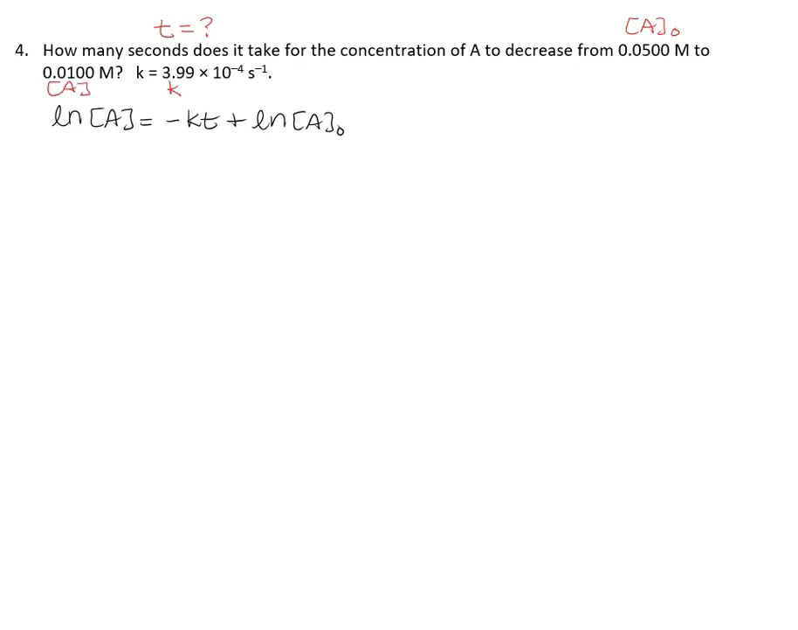So in this example, we will rearrange the equation. So we want to isolate time. The first step will be to subtract ln A naught from each side. So we have ln A minus ln A naught equals minus kt. We need to get time by itself. So we'll divide both sides by k.